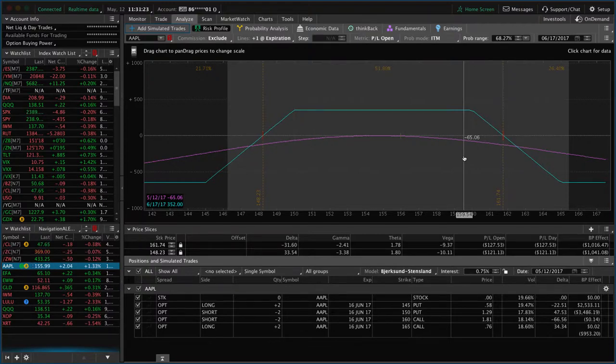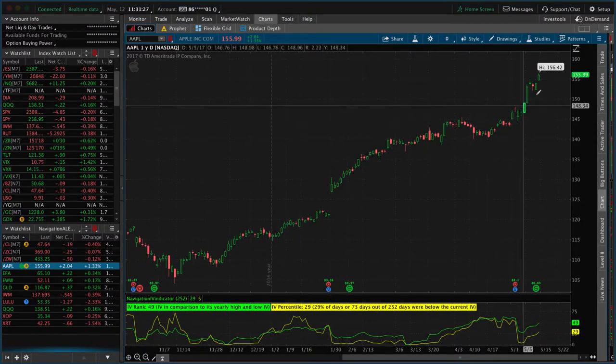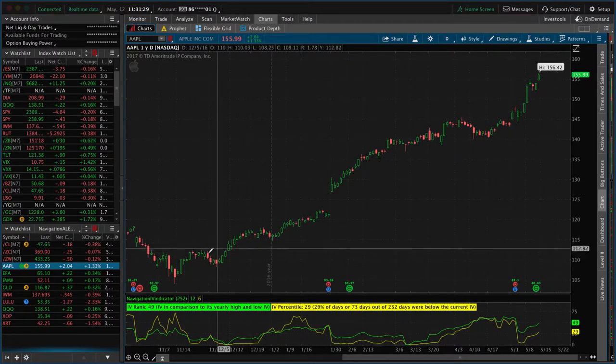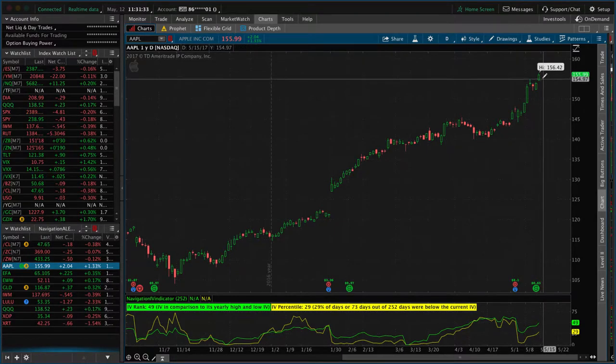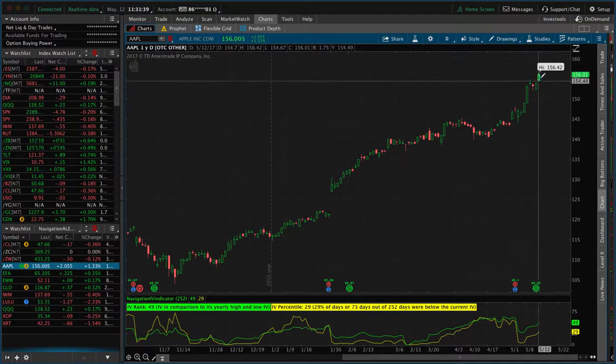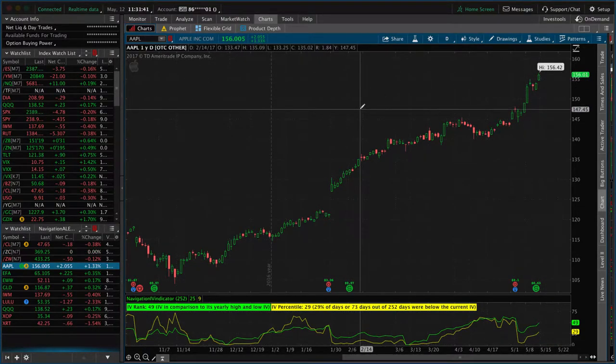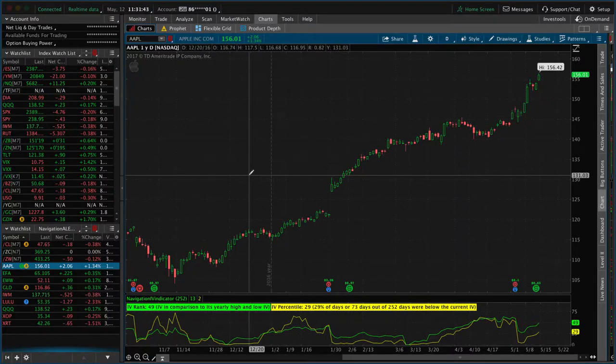Looking for just Apple to stay in a range. It's obviously been on an explosive move from way back here, back in November. That's really when it started. And it's at almost $156 now. So hopefully it can settle down, stay range bound a little bit, and we'll collect that theta in Apple. So let's take a look at some of the other positions.